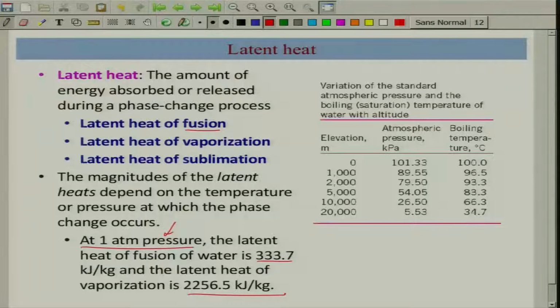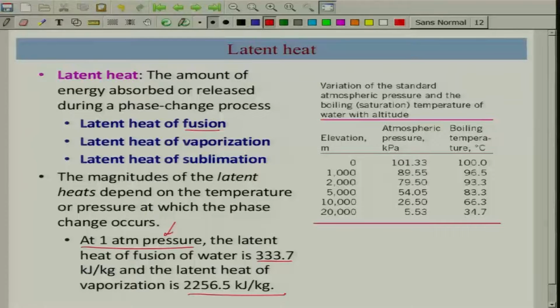Now there is also a variation of the boiling temperature. If you look at the phase diagram again, you will notice that as you change the pressure, the saturation lines, or isobars, shift up. So the corresponding boiling temperature also changes. There is something called the standard boiling temperature, the normal boiling temperature, and the saturation temperature corresponding to the pressure. So these do change.